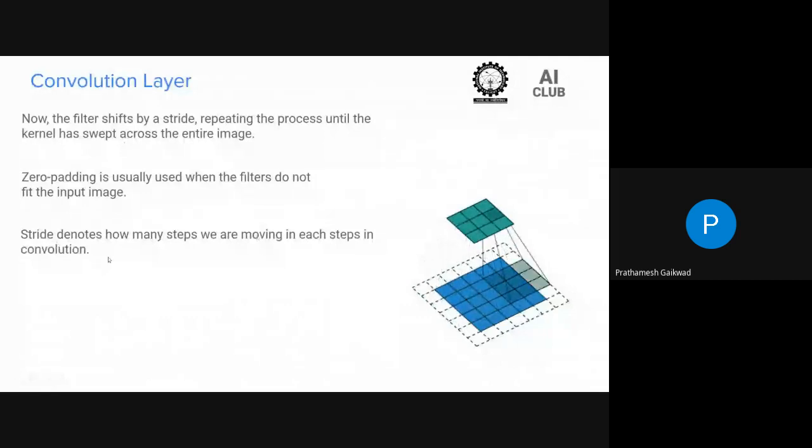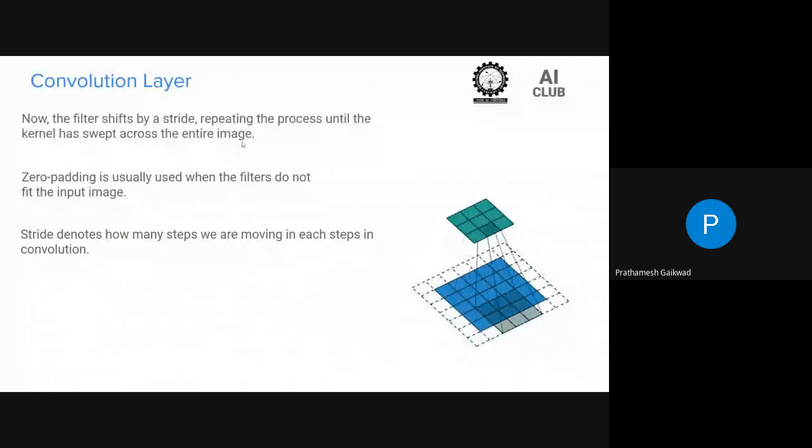Here you can see the filter is taking two rows, skipping two rows at a time. So when starting it's here and then it's going here. So here the stride is 2. The filter shifts stride by stride, repeating the process until the kernel has swept across the entire image. So as you see here, it goes stride by stride and covers the entire image matrix in order to predict the output matrix.